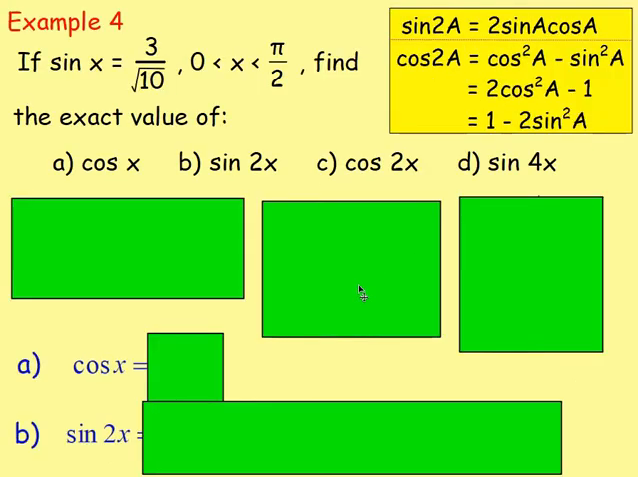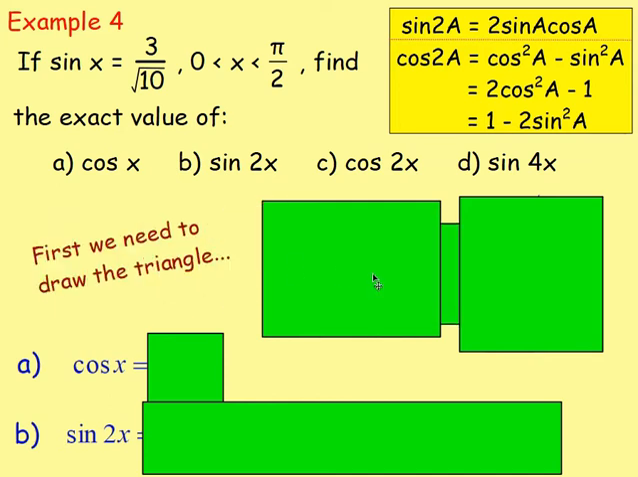Next example. Number 4. If sin x equals 3 over root 10 with x between 0 and pi over 2, or 90 degrees, find the exact value of cos x, sin 2x, cos 2x, and sin 4x. So what's the first thing that you need, Muzammil? Triangles! Good, you need the triangles. So if you think about this, you've got sin x equals 3 over root 10. So imagine your right angle triangle where sin is opposite over hypotenuse. So your opposite over hypotenuse would give you the 3 over root 10.